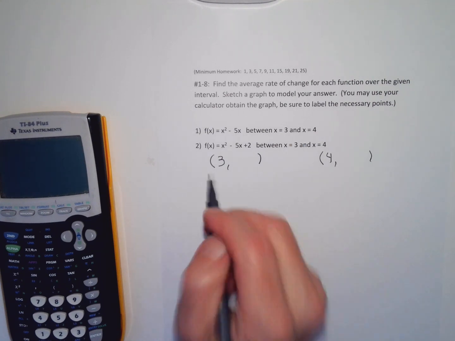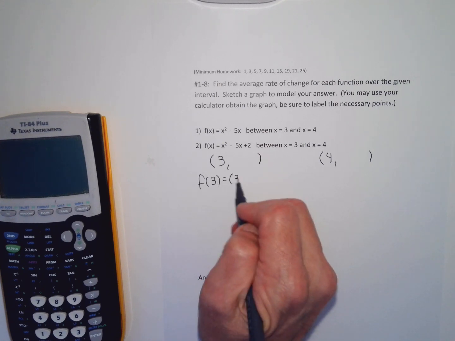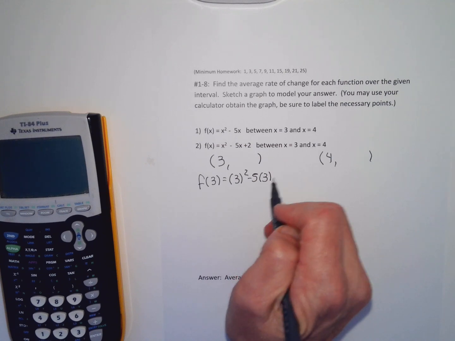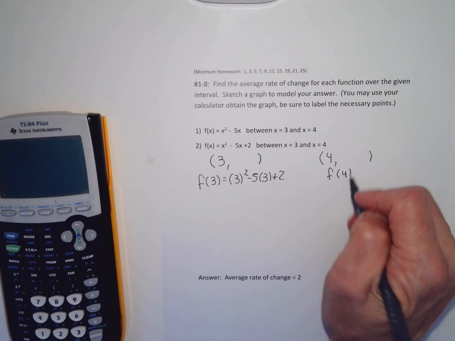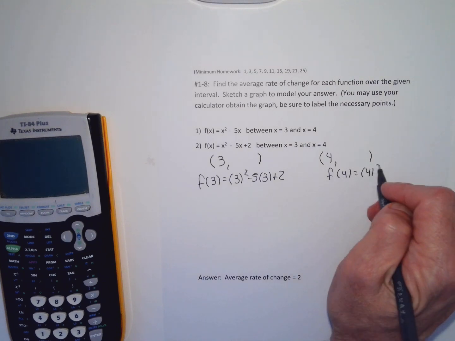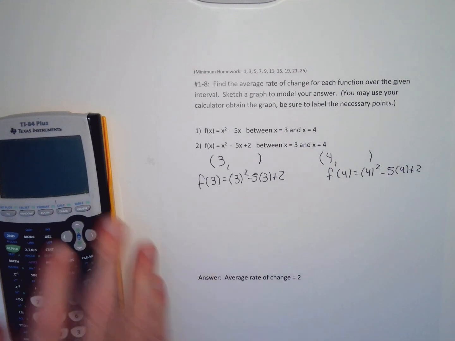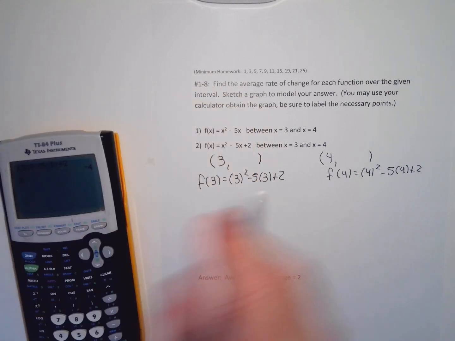Let me get the y's by going f of 3 equals 3 squared minus 5 times 3 plus 2. That will give me the y for the first point. And then do f of 4 equals 4 squared minus 5 times 4 plus 2 to get the y-coordinate of the second point. So first point, y-coordinate is 3 squared minus 5 times 3 plus 2. First point has a y-coordinate of negative 4.